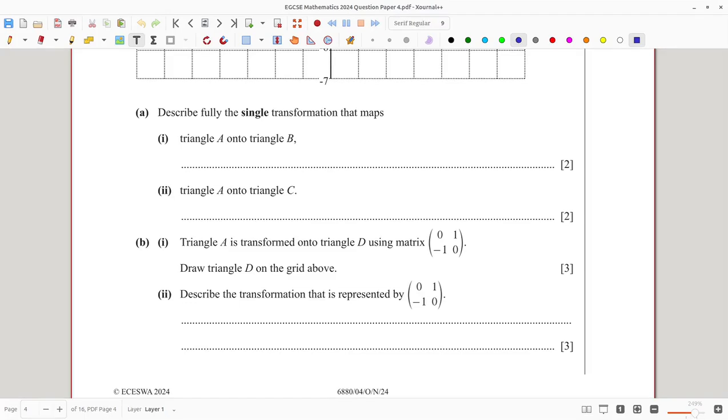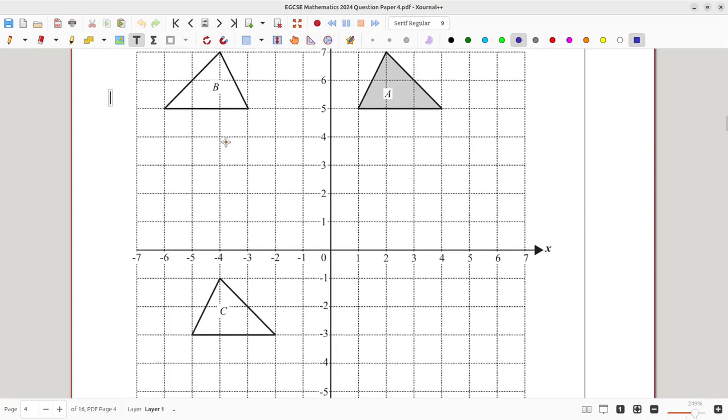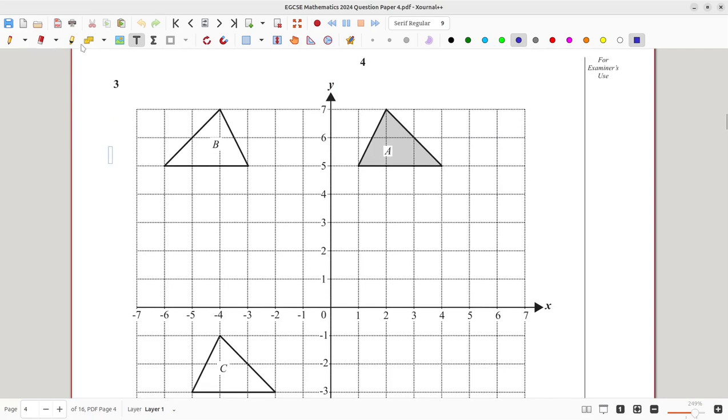Transformation from 2024 final examination paper 4. First question: describe fully the single transformation that maps triangle A onto triangle B. Now when you are dealing with this stuff, you just check two things and then sometimes three.